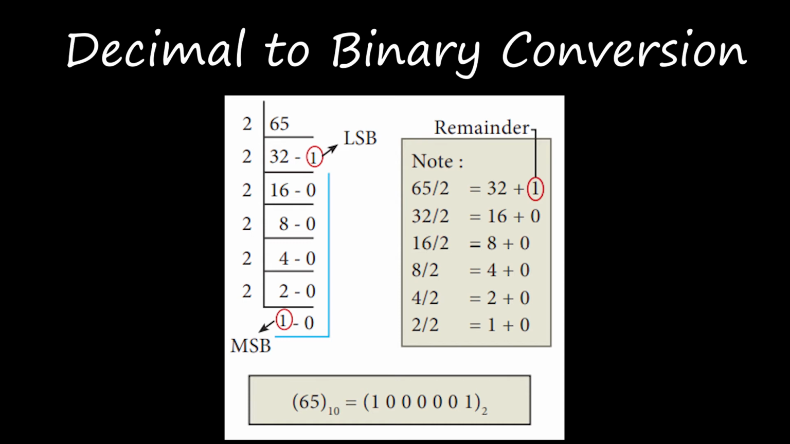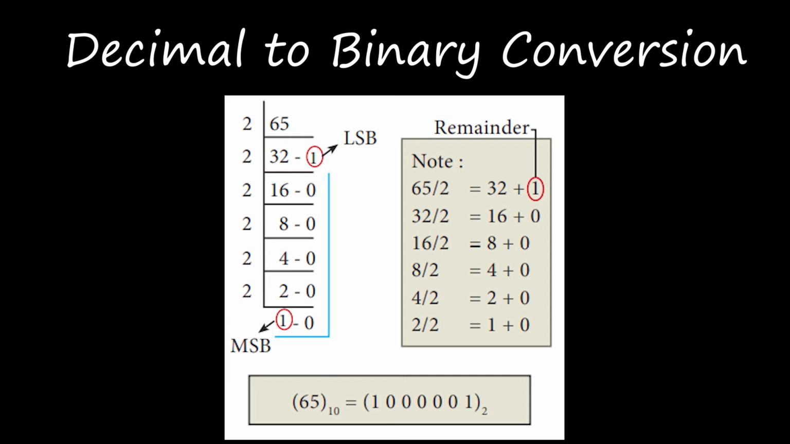Okay, here they have given it clearly inside this note also. 65 divided by 2 is 32 and 1 remainder, right? And again 32 divided by 2 is 16 plus 0 remainder. 16 divided by 2 is 8 plus 0 remainder. And again 8 divided by 2 is 4 plus 0 remainder.